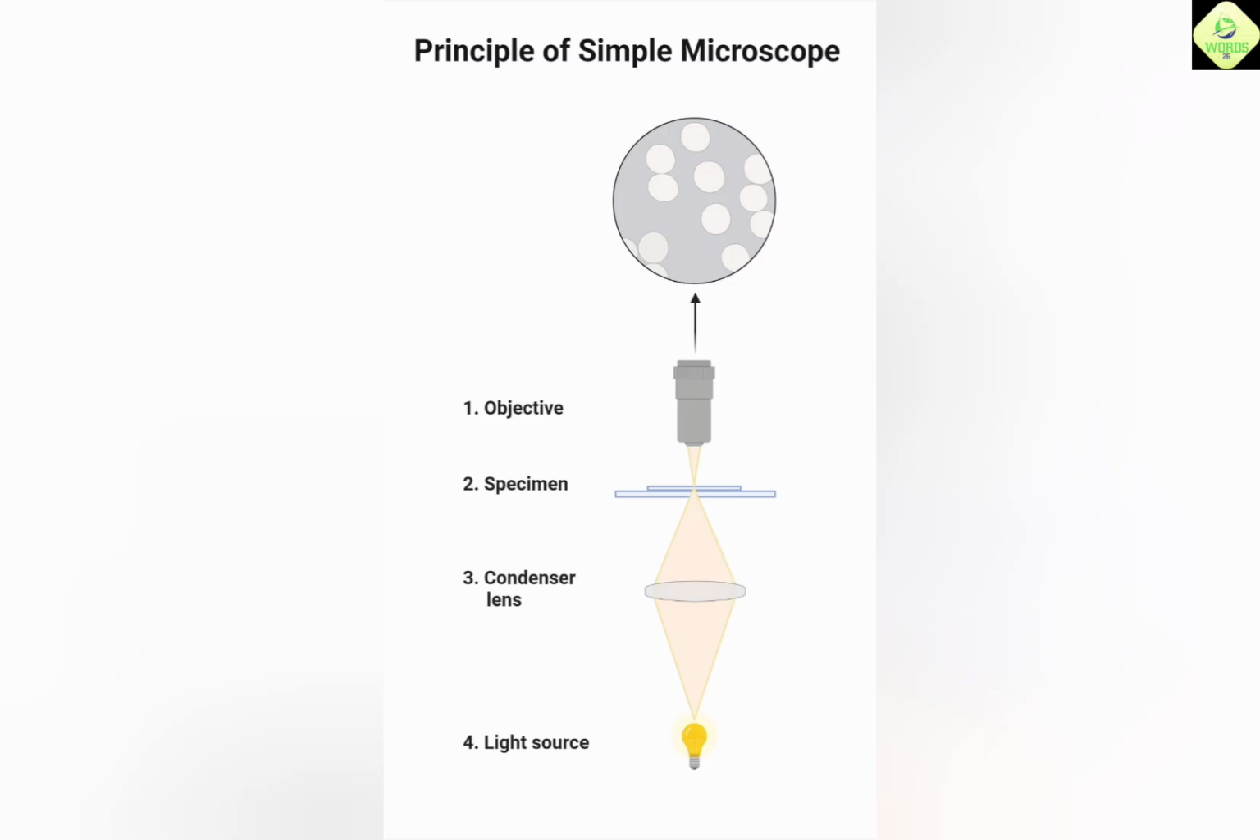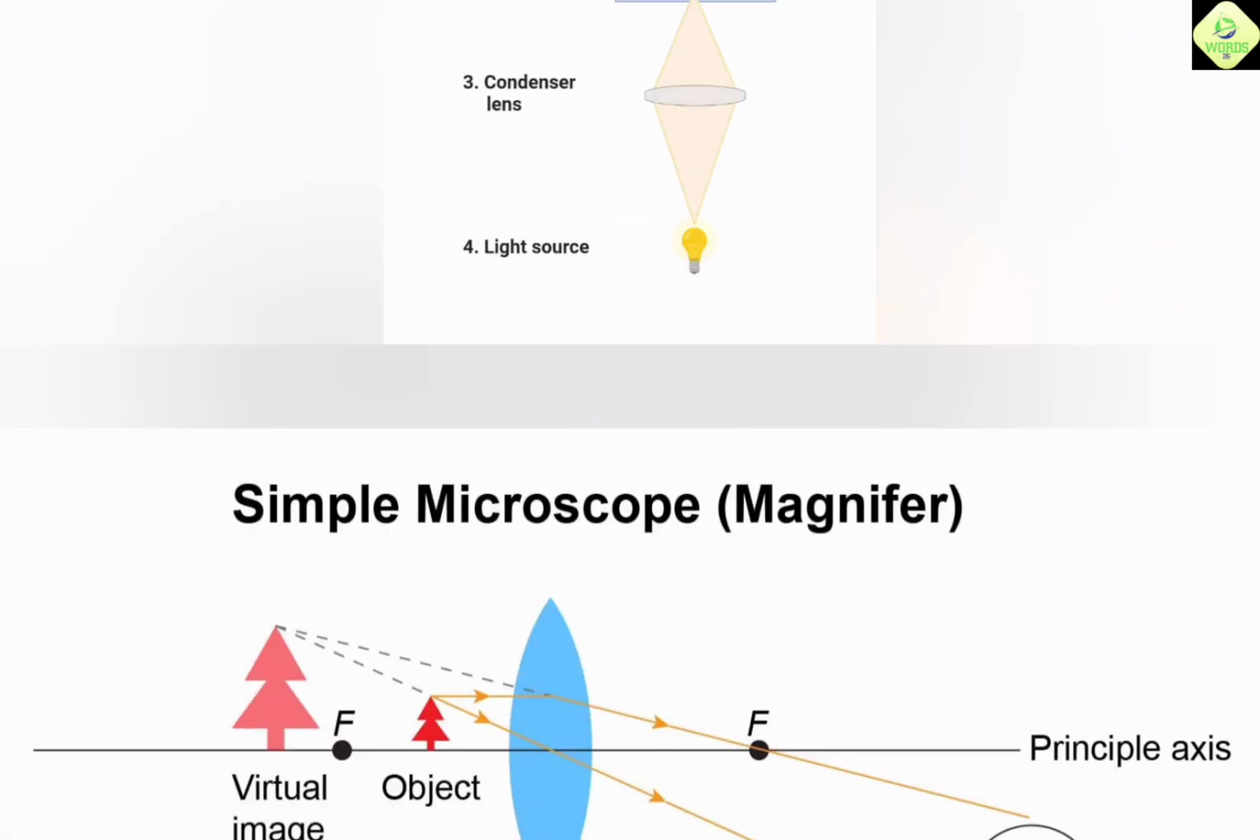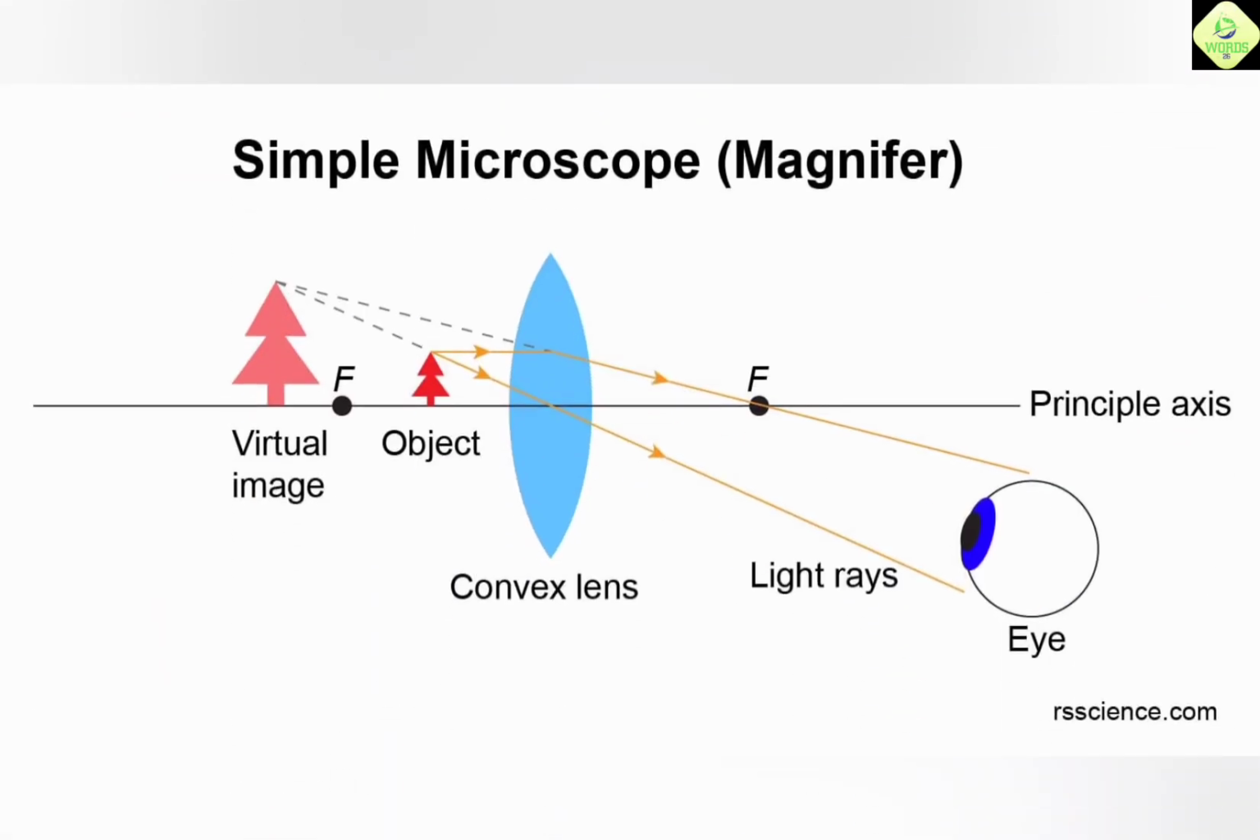Fourth, object holder. Some simple microscopes have a stage or holder to place the object. Fifth, light source. Natural sunlight or an artificial lamp provides illumination.